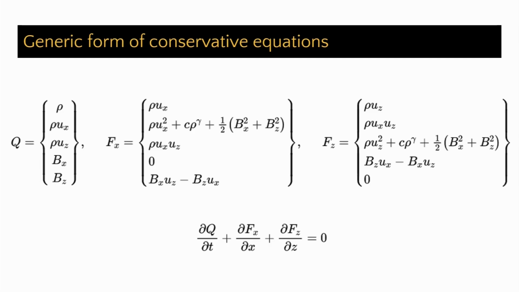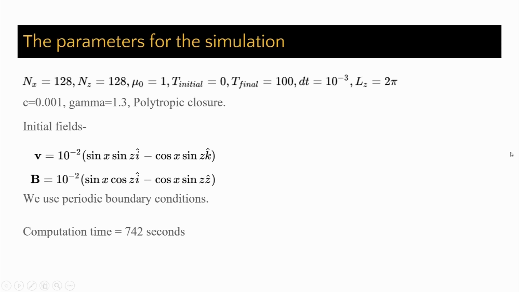For simulations, we first considered a 128 by 128 grid, and you can see the parameters that we have used. We considered periodic boundary conditions and initial conditions for the velocity field and magnetic field that you can see. For the first run, the total computation time was 742 seconds.